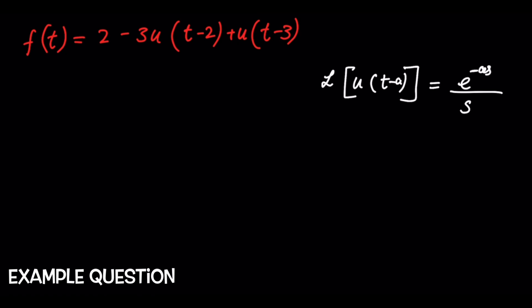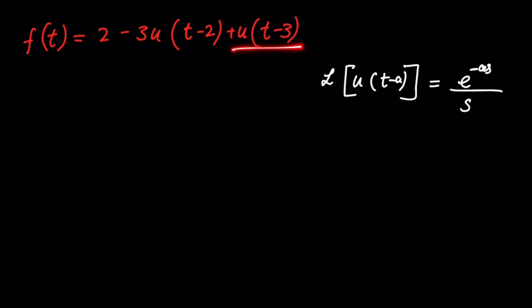Now, let's take an example involving the unit step function. Imagine we are given an equation that includes the terms u of t minus 2 and u of t minus 3. These are both unit step functions, which means they activate at t equals 2 and t equals 3 respectively. And now let's take the Laplace transformation of this expression. We can handle it easily like this. We know that the Laplace transformation of a unit step function is e power minus as divided by s. So without any further complications, we will directly be using this formula.